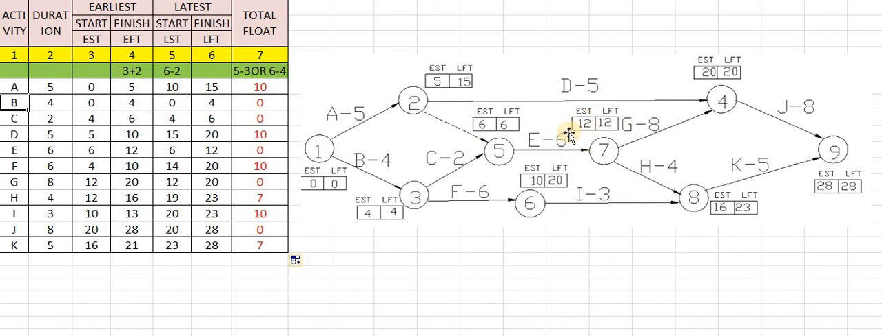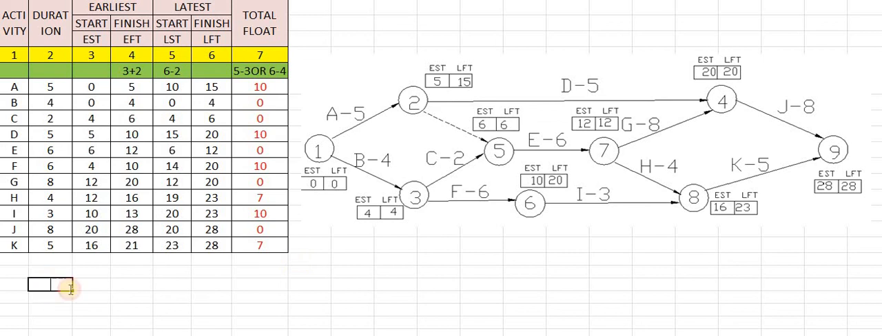What is next? After 12, G. G is also on the critical path. Yes, 20, 20. What about next? J. J means the endpoint. Yes, so these are nothing but the critical activities. So how do we calculate the total duration for the critical activities? We have to write down the critical activities.